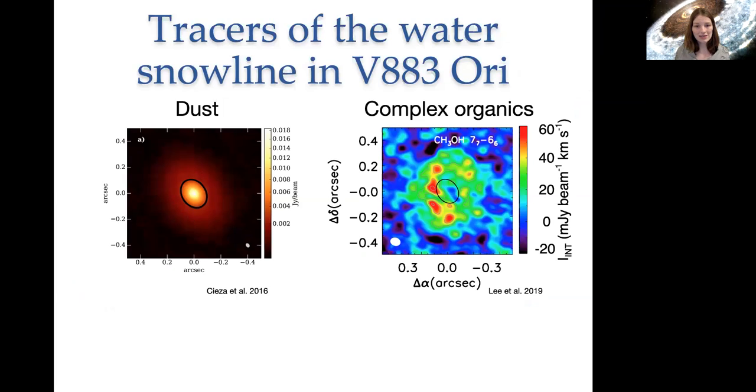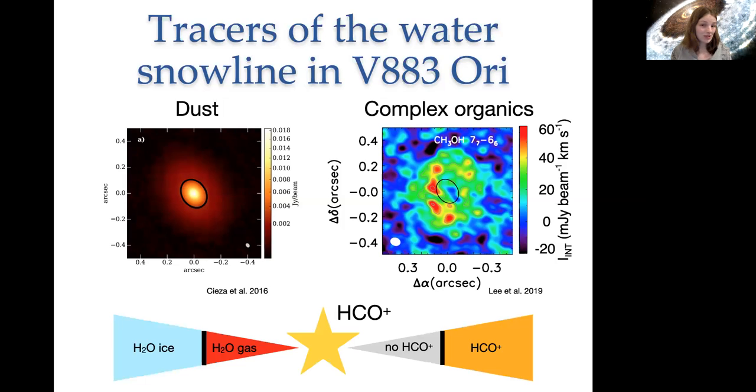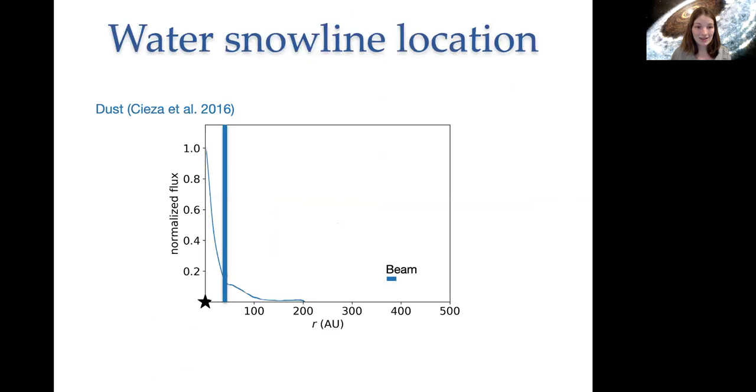We think that they're related to the water snowline because the desorption temperature of complex organics, such as methanol, is similar to water. So if we see those, water should also be in the gas phase. And finally, we could of course also use HCO+ to find the water snowline. But let's first take a closer look at what the literature values are saying.